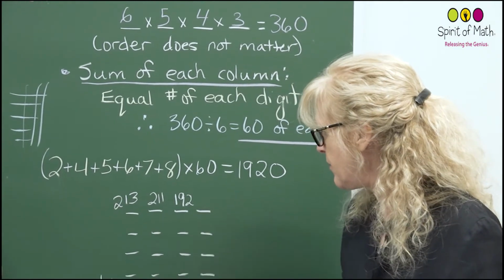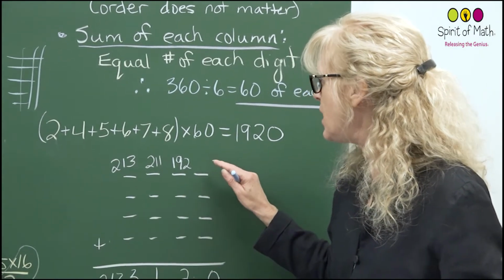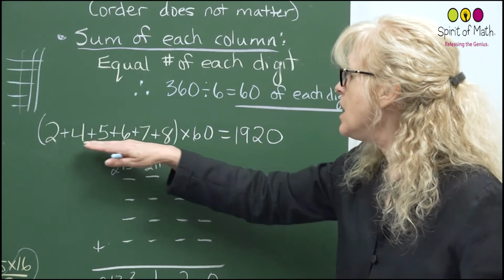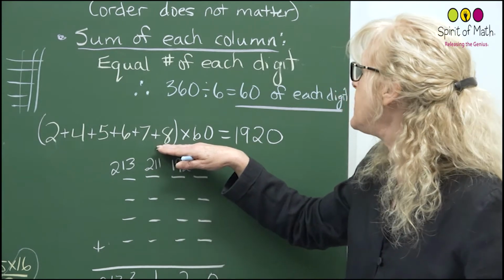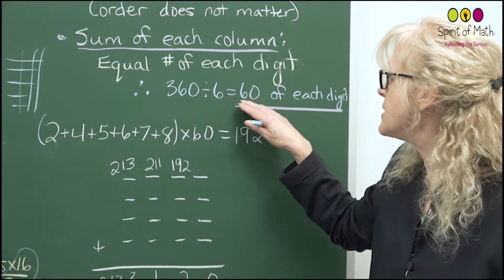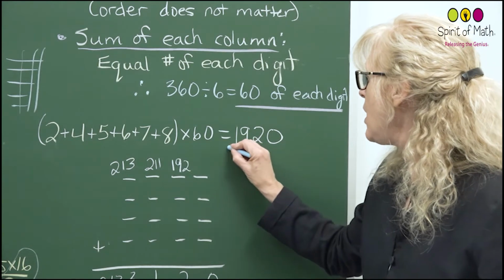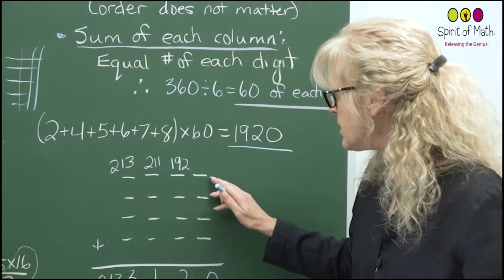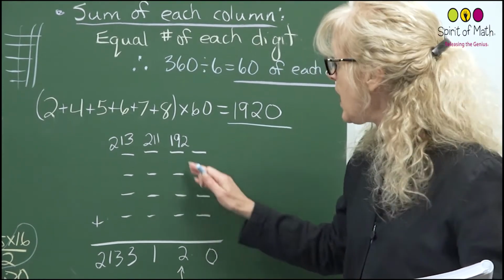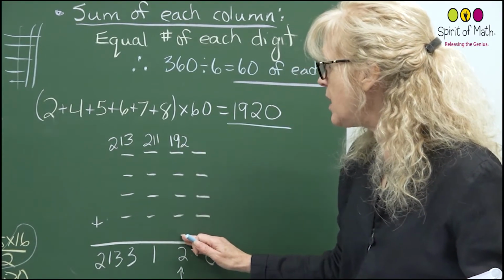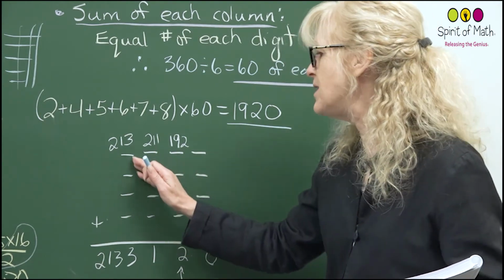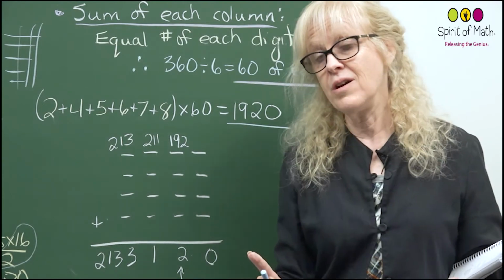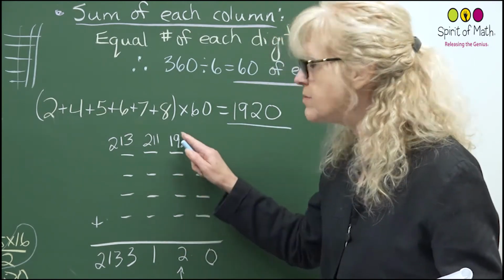So if this was a column of numbers, you'd have in each column 60 2s, 4s, and so on to make 360. So now you multiply that by 60, because we know there's 60 of each, and that gives you a total of 1,920. So if you added up this column, you'd have 1,920. Okay? If you add up this column, you have 1,920. And if you add up this column, 1,920, this column, 1,920.